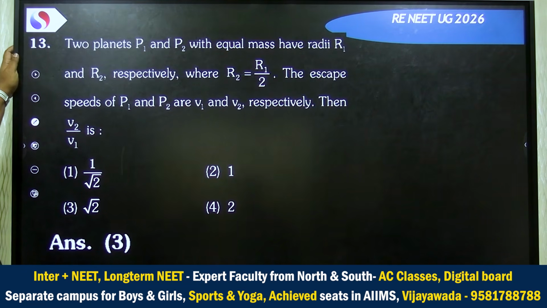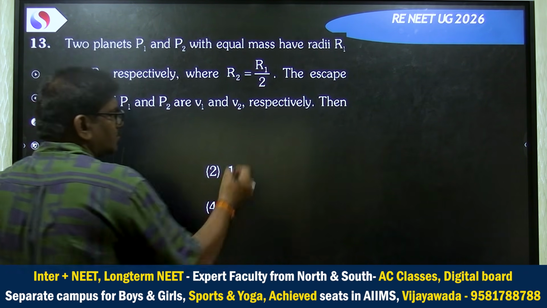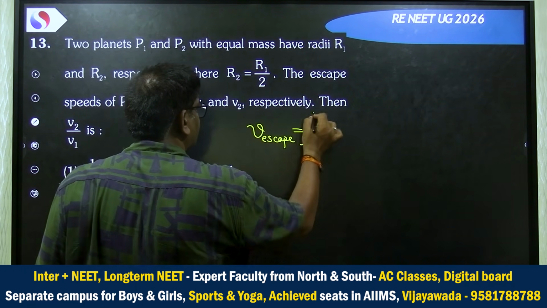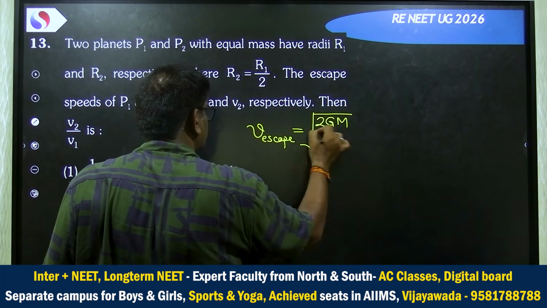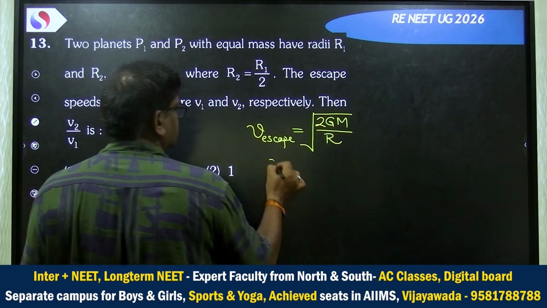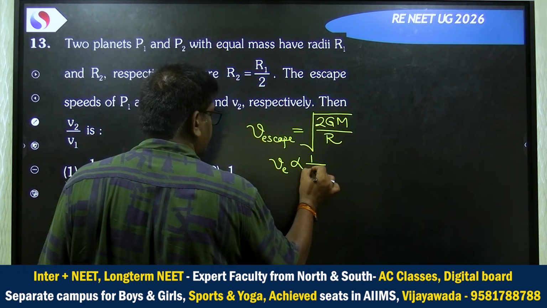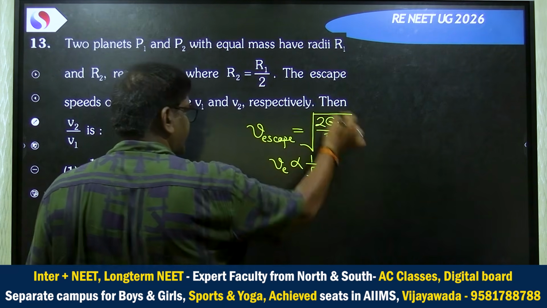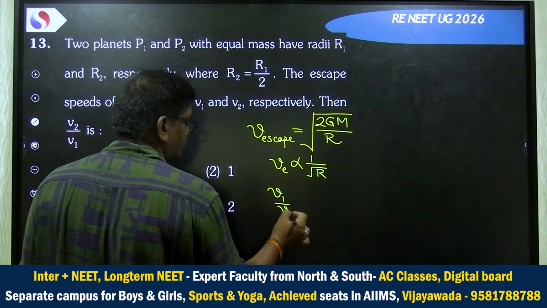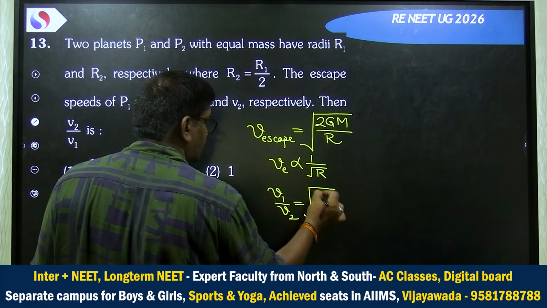Okay, two planets P1 and P2 are having the equal mass and the radius R1 and R2. The escape speed is V1 and V2, then what is the ratio? So you should know the formula of escape velocity. Escape velocity formula will be under root of 2GM by R. Alright? That means escape velocity is directly proportional to 1 by root R. As you can see that mass is given to you same, that means what is V1 by V2? That will be clearly under root of R2 by R1.